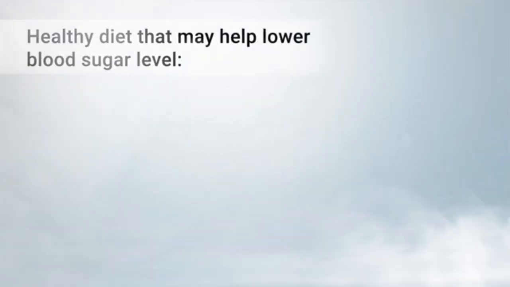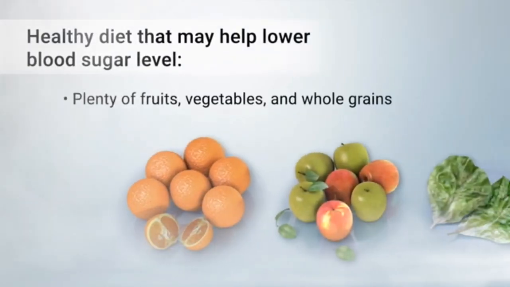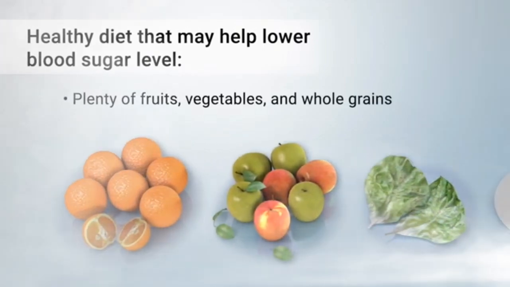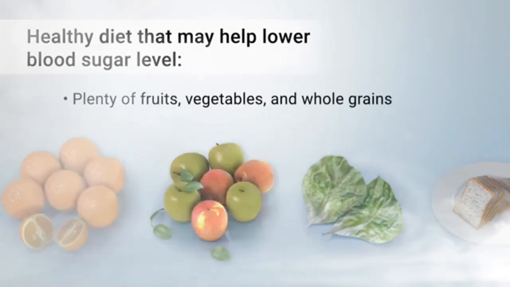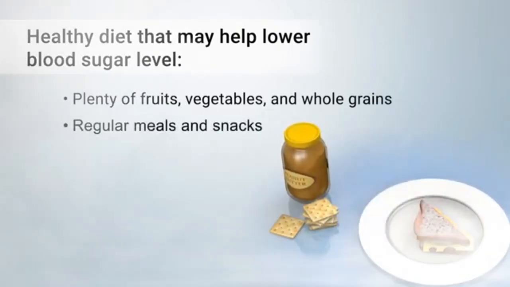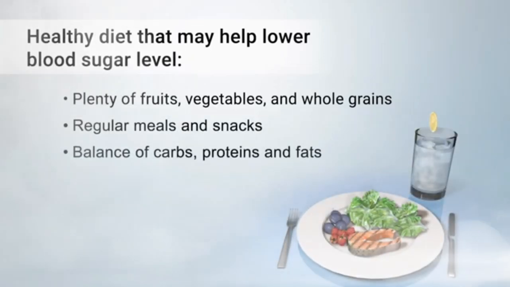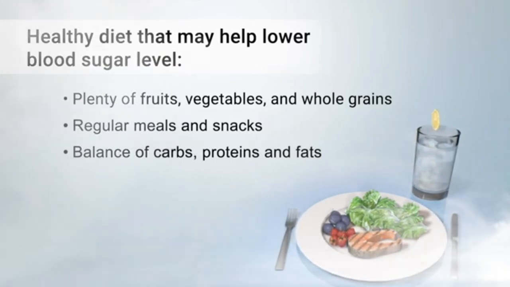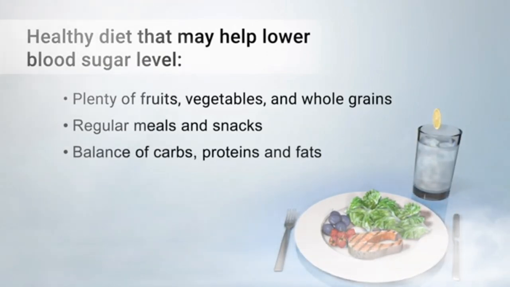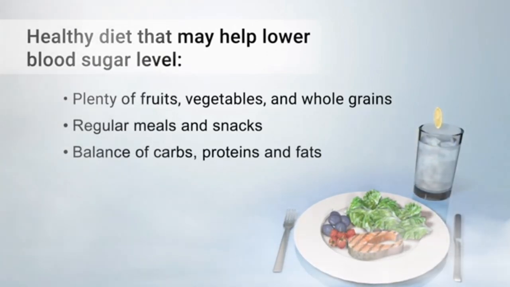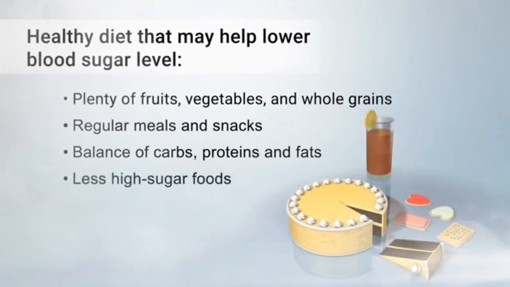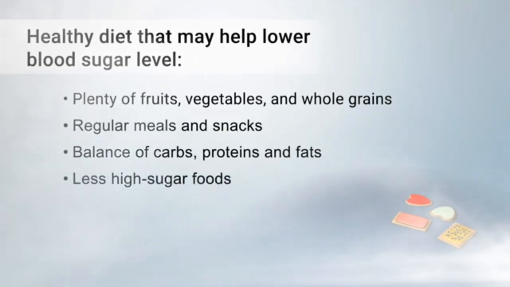Eating a healthy diet may help to lower your blood sugar level. You can help do this by eating a diet with fruits, vegetables, and whole grains. Have meals and snacks about the same time every day. Carbohydrates are substances your body uses to make energy. Ask your healthcare practitioner about meals with the right balance of carbohydrates, proteins, and fats for you. And reduce your intake of high-sugar foods.